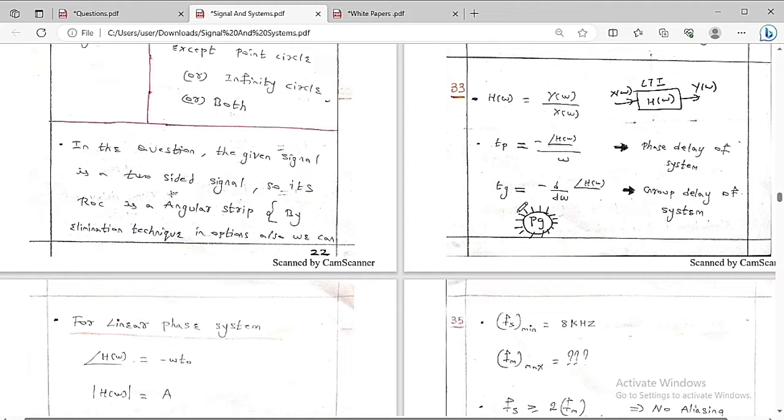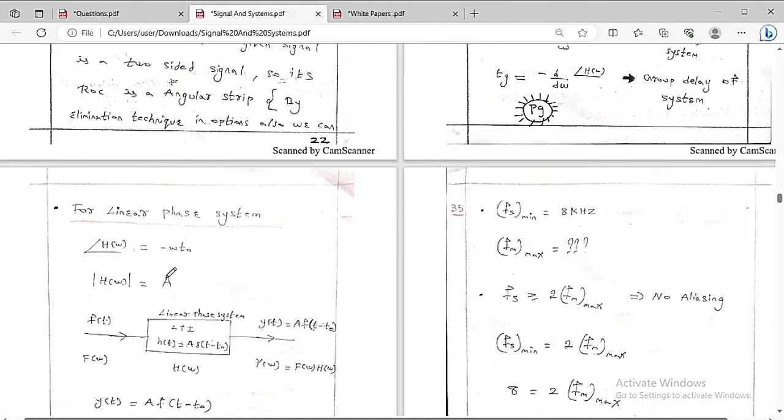So TP is equal to minus phase angle of H of omega by omega, and TG is equal to minus d by d omega of phase angle of H of omega. So TP is called the phase delay of the system and TG is called the group delay of the system. The shortcut name is PG, post graduation. So first P you are going to get, then G you are going to get.